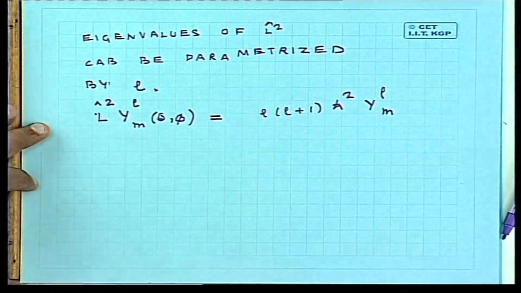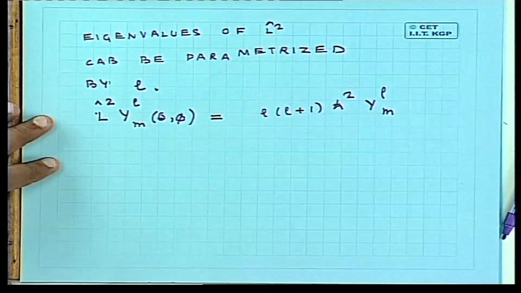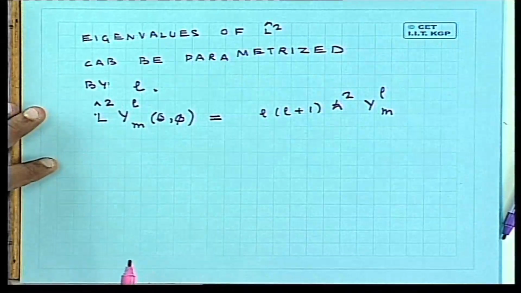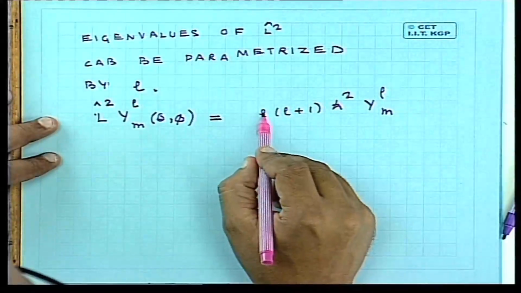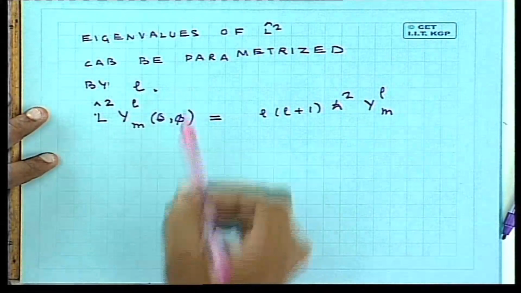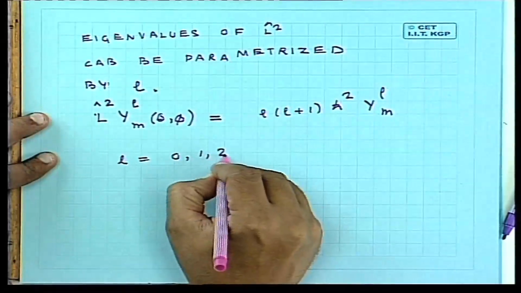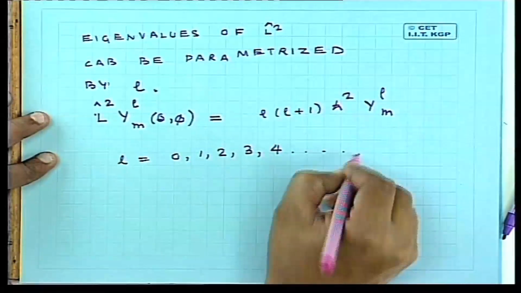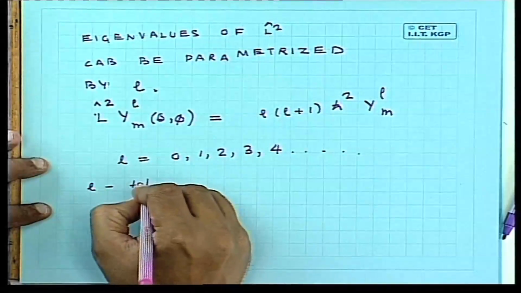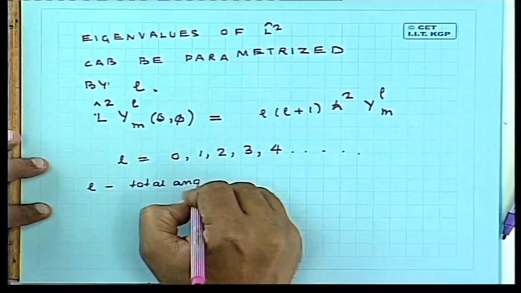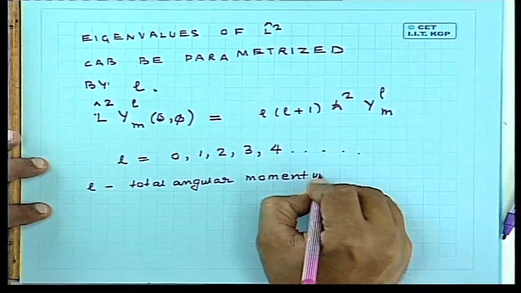Earlier it was being done by a, but we found that a has to be equal to L into L plus 1 h cross square, where L is some integer. So L is now parameterizing the eigenvalue of L squared, and L could be any integer. So L could be equal to 0, 1, 2, 3, 4, any possible integer. L is called the total angular momentum quantum number.